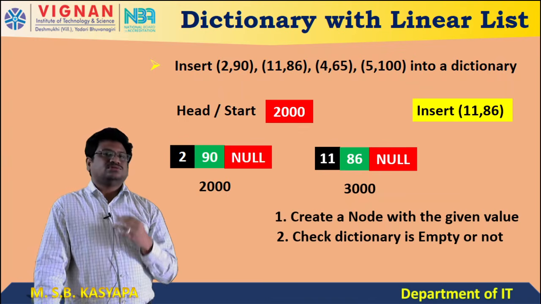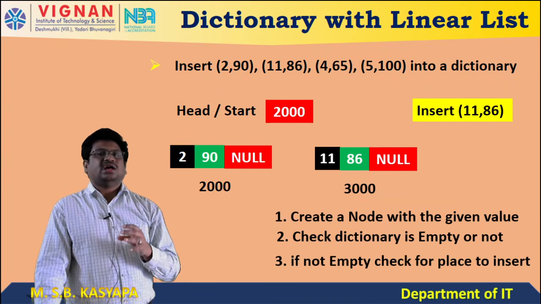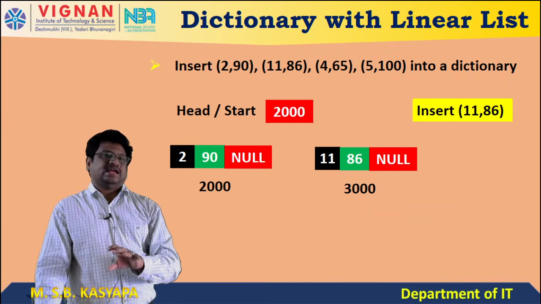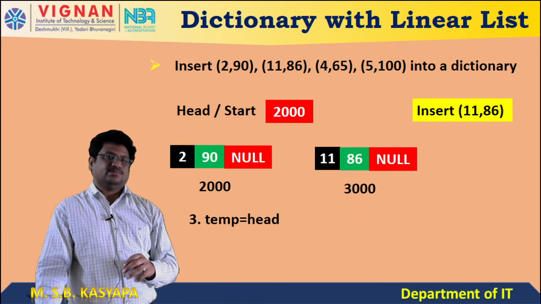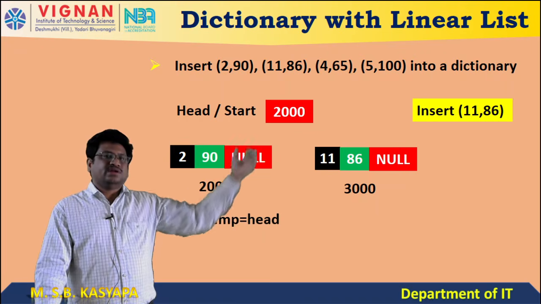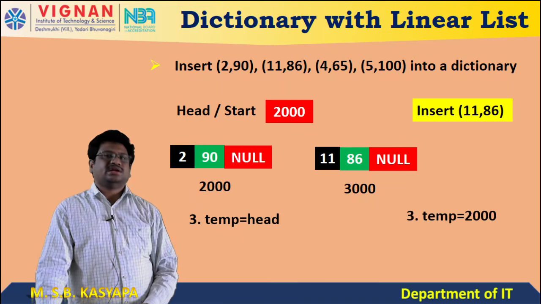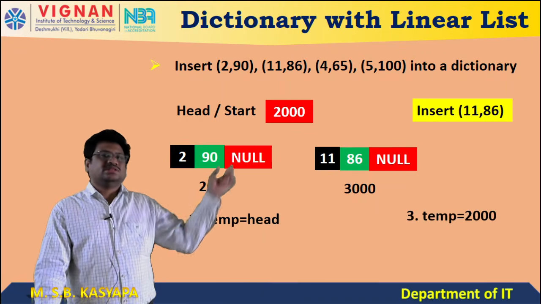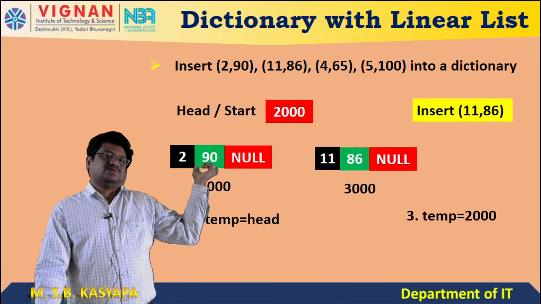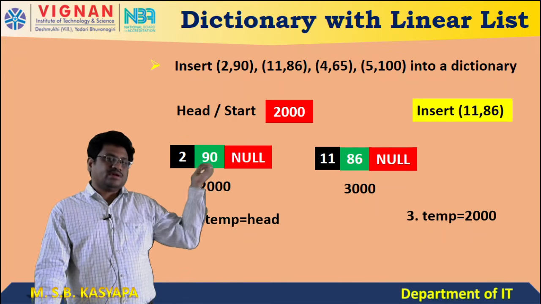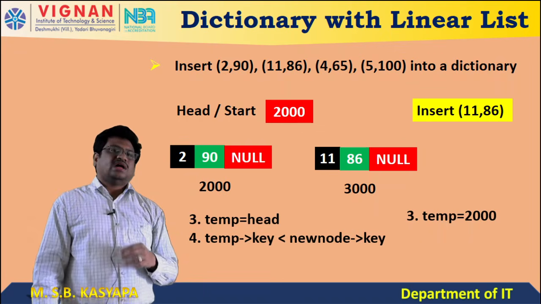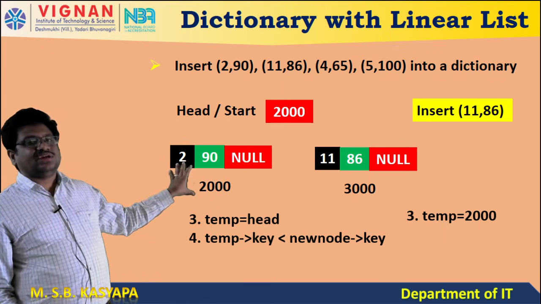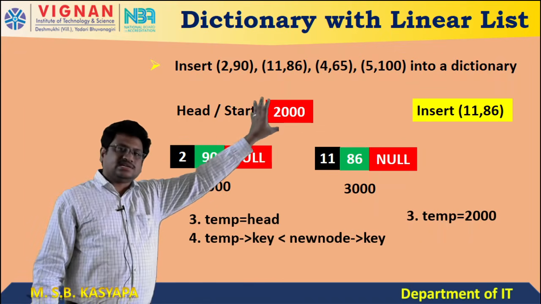Now how to check? The same thing. First I will read the head value into a temporary variable. Now what is the head value? Head value is 2000. So temporary contains the address of 2000. That means node 90. Sorry, node 90. Now next I will check whether this key value is less than the inserted one or not.